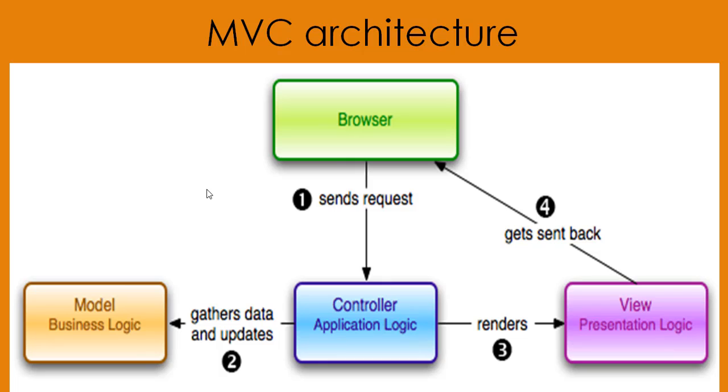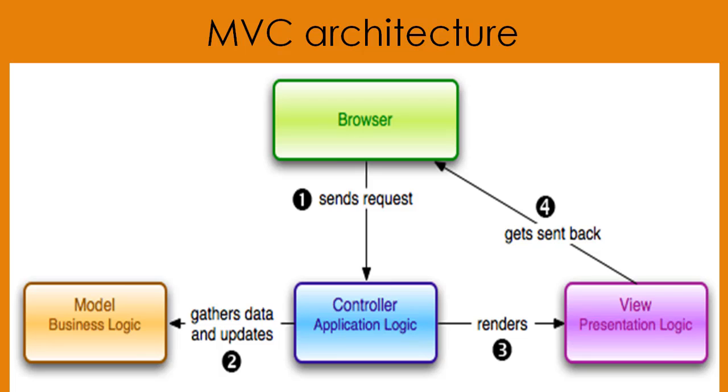And the controller, after gathering data updates from business logic, will render the view. View is nothing but presentation logic. It is called user interface. So the user interface is nothing but the output, whatever you did in previous learning like HTML or ASP.NET things, right? So view has the extension .cshtml. After that, the view sends the data back to the browser, and the end user will get the output.